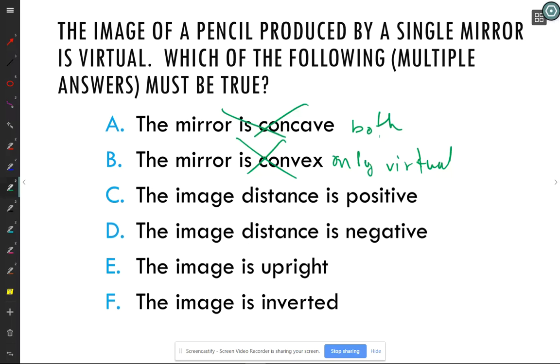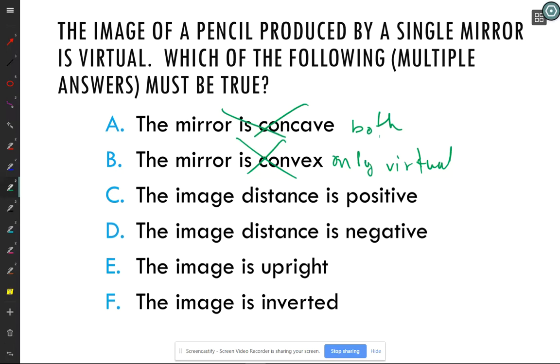Image distance is positive. Obviously, the next two are opposites: image distance is positive or image distance is negative. Uh-oh, we've got disagreement. This is where we have them argue it out in detail. Well, I feel like for the concave one, whenever it's a virtual image, it's positive, because it's on the same side, whereas for the convex one it's negative.